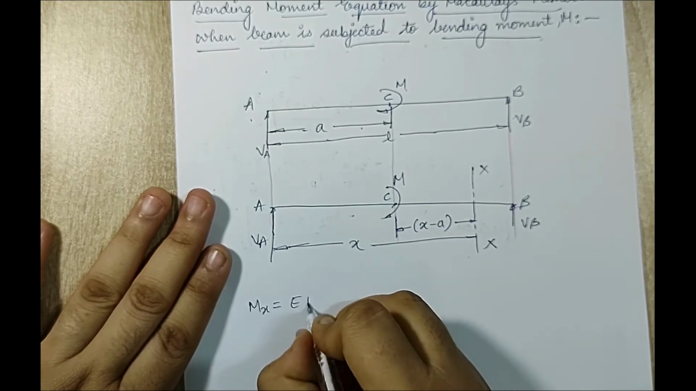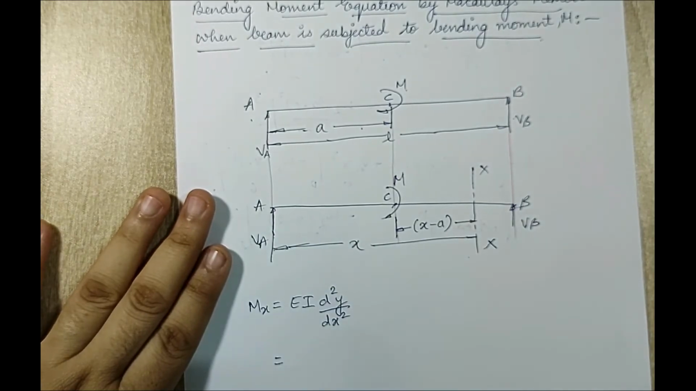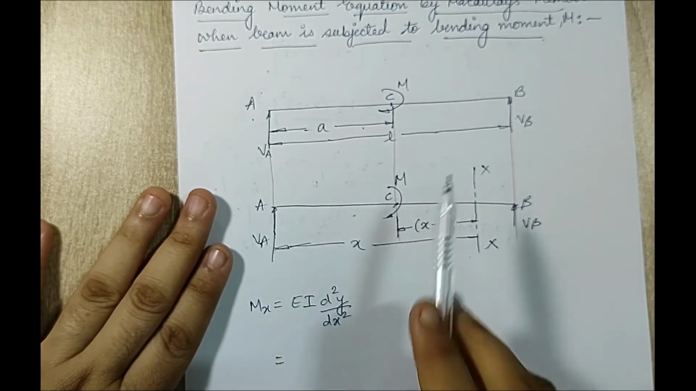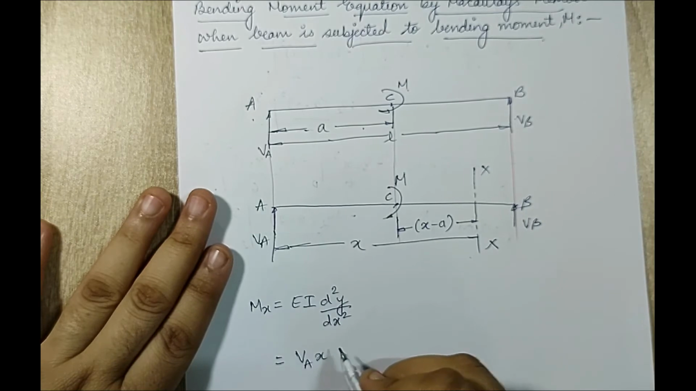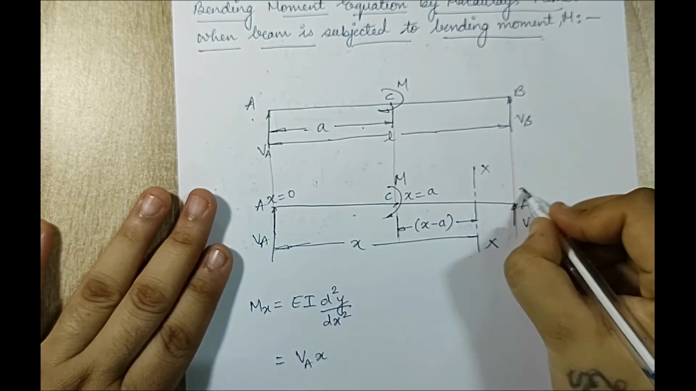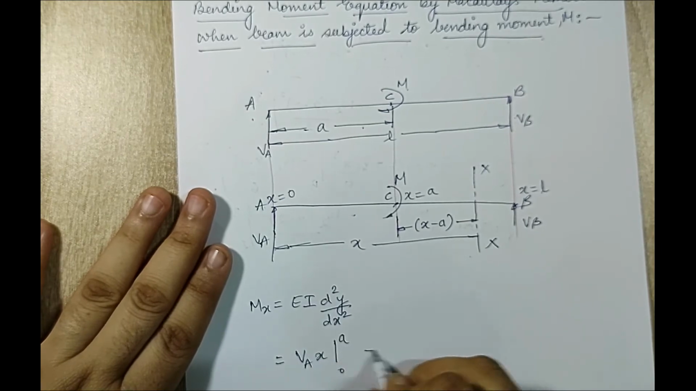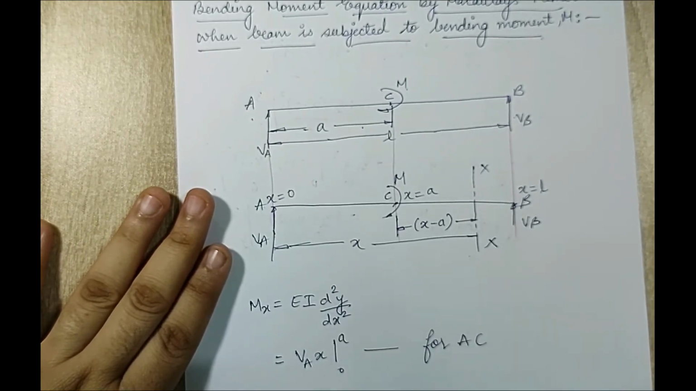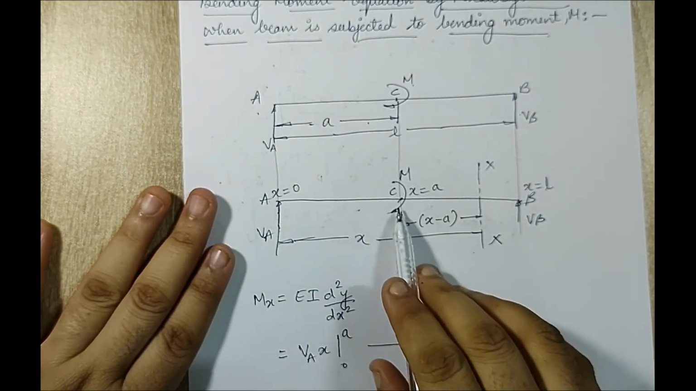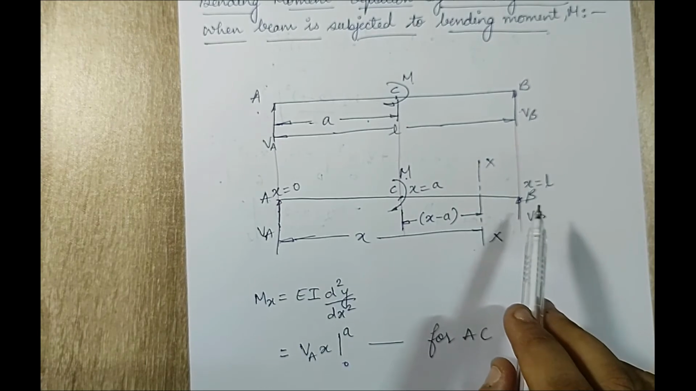Mx is equal to EI d square y by dx square. Okay, this is the base equation. Next I am going to write the equation for the portion A to C. This VA will turn clockwise, so I'll have VA into x. Okay, let's write down the domain. X is 0, x is A, and say x is L over here. So I'll start with 0 to A. This is for A to C portion. For A to C, I'll only have VA coming into picture, not the moment M, because it is exerted at point C, so its effect will be seen on the portion C to B.